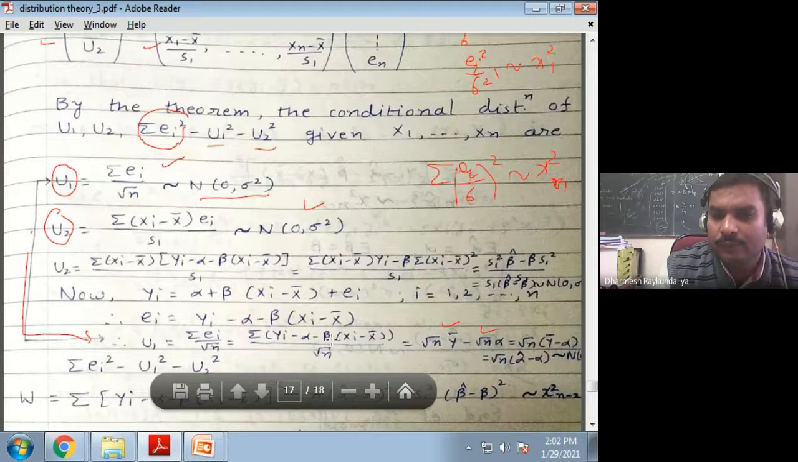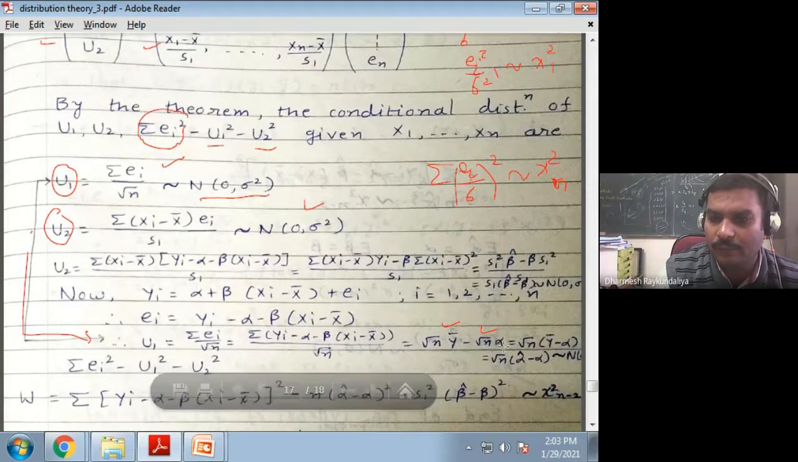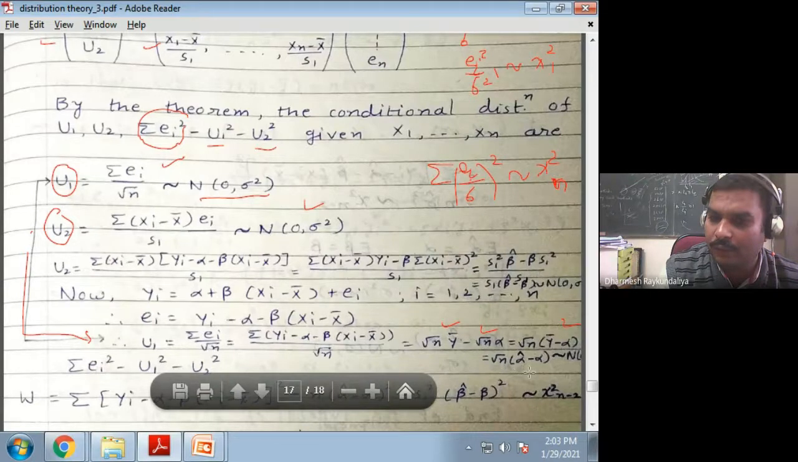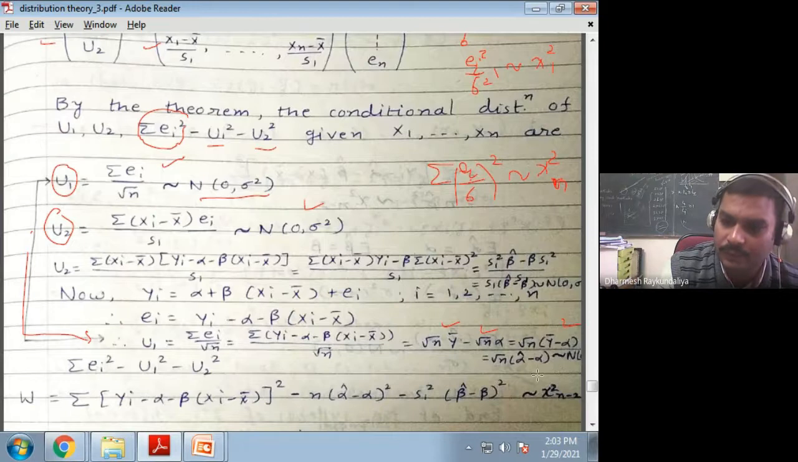And if you take the beta outside, the summation of xi minus x bar is 0. That means you have only two terms, root n y bar minus root n alpha. If you take the root n outside, you will have root n into y bar minus alpha. And what is y bar? The y bar is nothing but alpha cap, the least square estimate of alpha. So you can say that root n into alpha cap minus alpha is normal 0 sigma square.